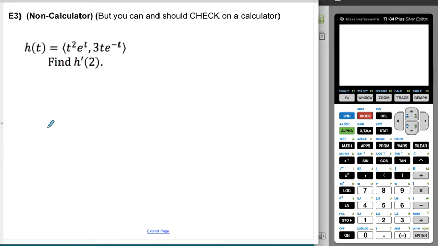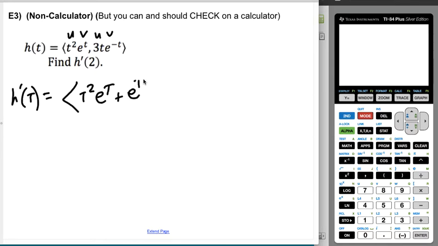So I am going to do it by hand, but then we'll double check our work on a calculator. So this is going to be a product rule, and this is also going to be a product rule. So first I'm going to find h prime of t, right? I'm going to get u dv plus v du. And then when I do the other product rule, u dv is going to be a negative e to the negative t, because of the chain rule, plus v, which is e to the negative t, du is just going to be a 3.